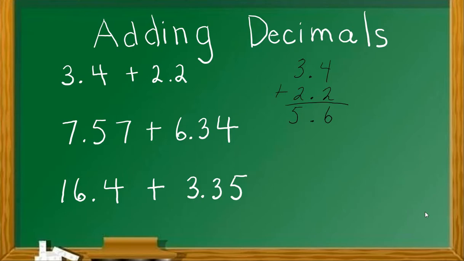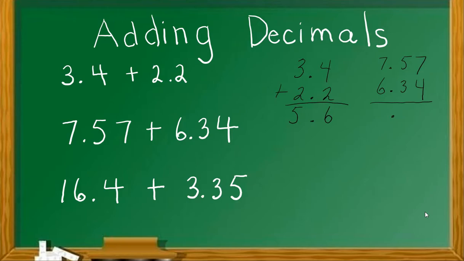So let's take a look at the next number, and it's 7 decimal 5 7 plus 6 decimal 3 4. So I hope you can see that I've lined up the decimal and the numbers according to the place value, one above the other. And this decimal goes over to the hundredth place value, and so two numbers after the decimal. We're all set up.